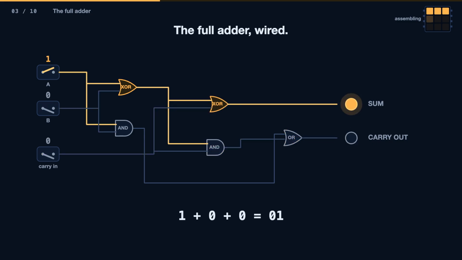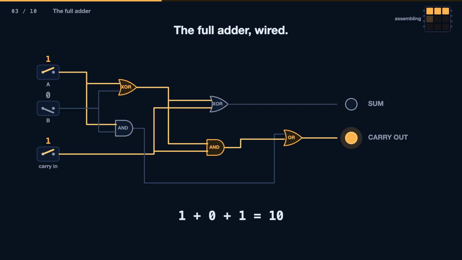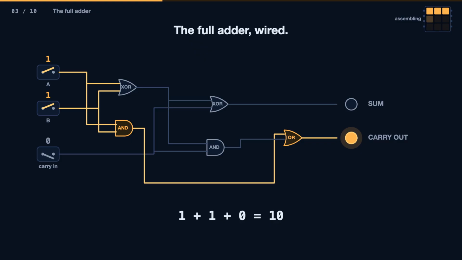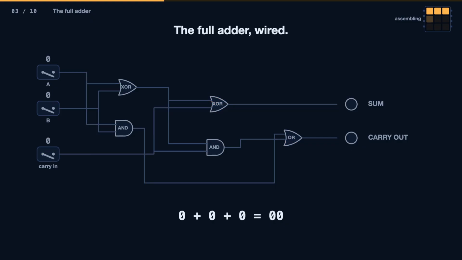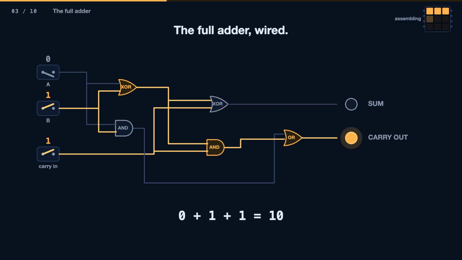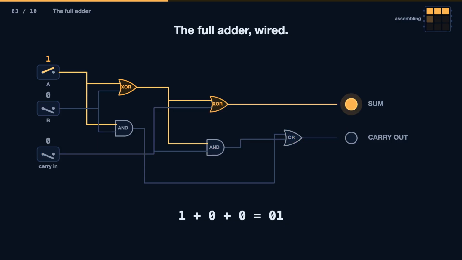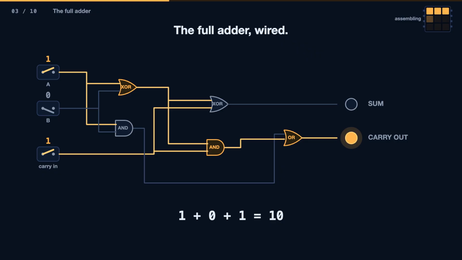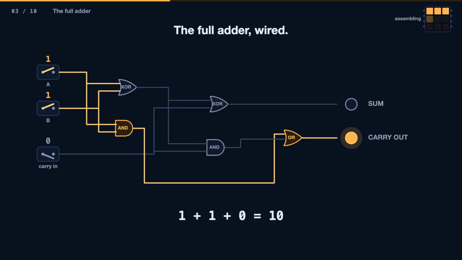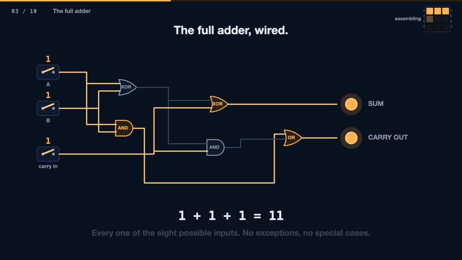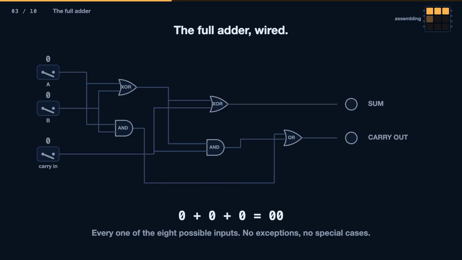Here it is, wired for real. 3 switches going in, 2 lamps coming out. Watch it walk through every combination. 1 plus 1 plus 1 is 3, which in binary is 1, 1. Both lamps light, and that is correct. Eight possible inputs, 8 correct answers, and not a single special case anywhere in the circuit. It simply cannot be wrong.